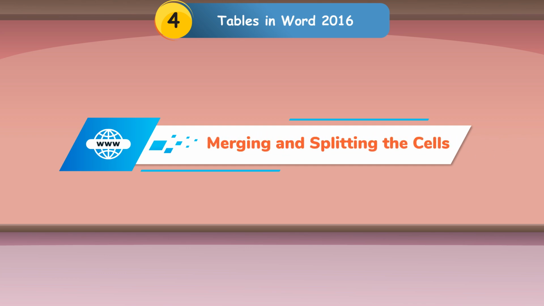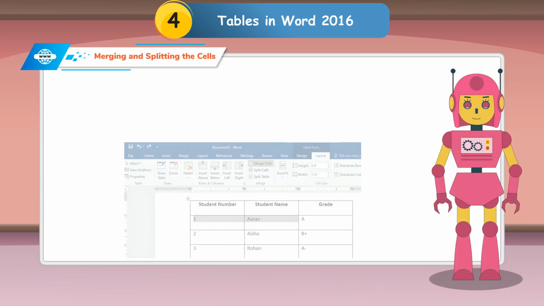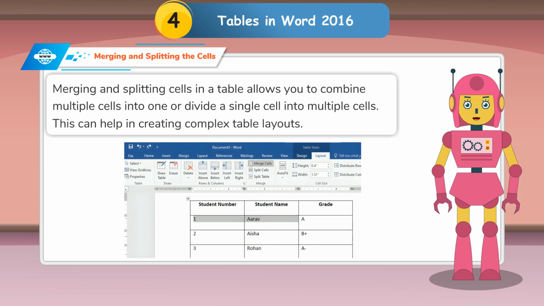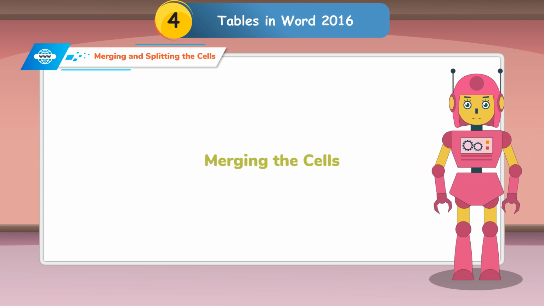Merging and splitting the cells. Merging and splitting cells in a table allows you to combine multiple cells into one or divide a single cell into multiple cells. This can help in creating complex table layouts.